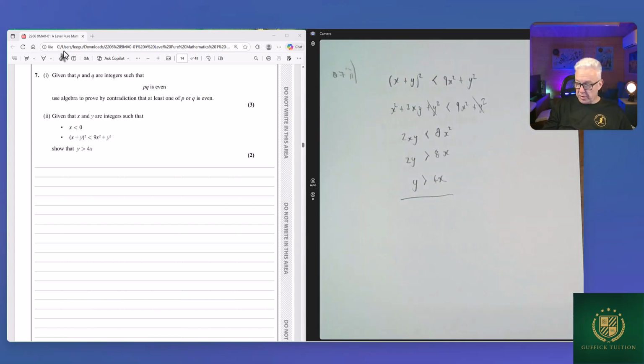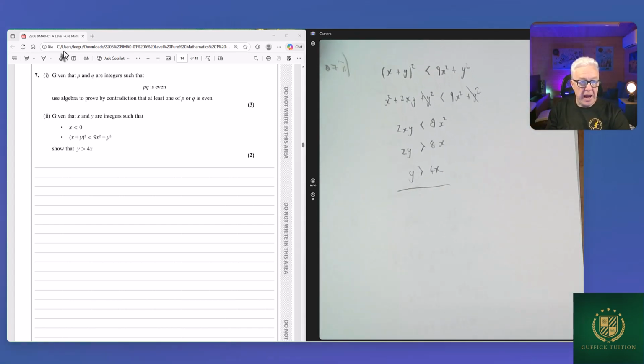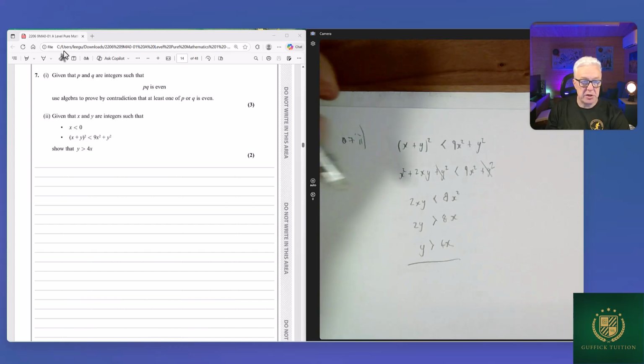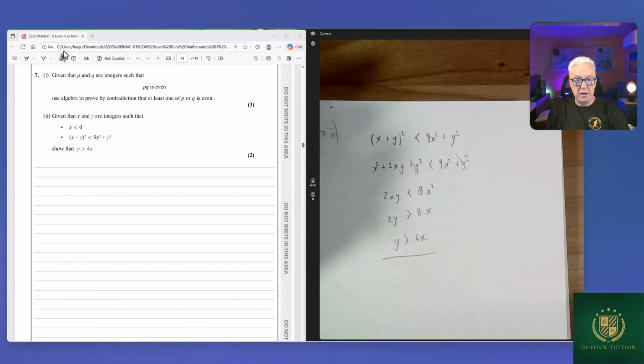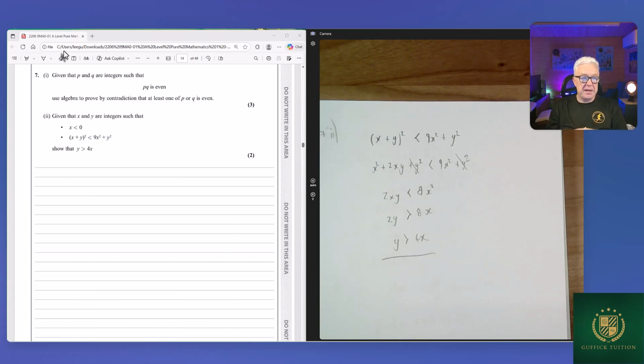Right, the second one. It says, given that x and y are integers such that x is less than 0 and (x add y) squared is less than 9x squared add y squared, show that y is greater than 4x.